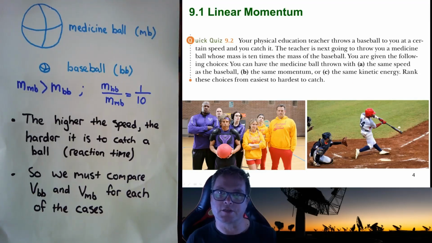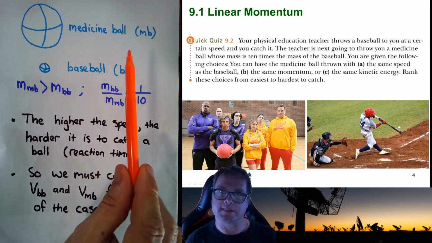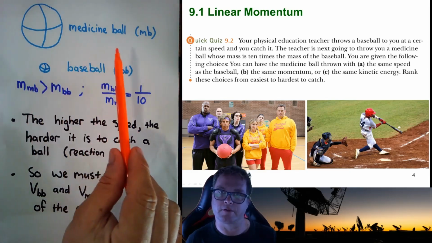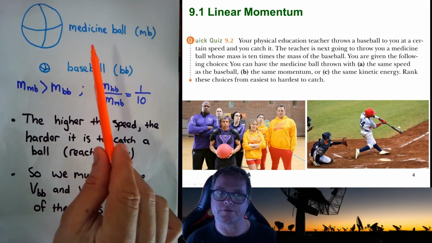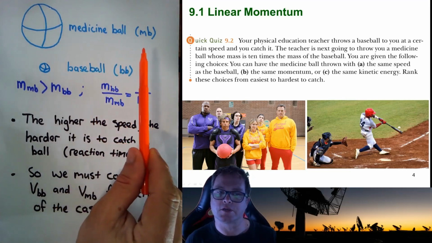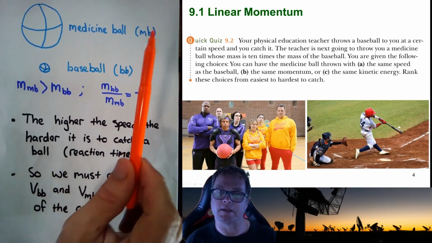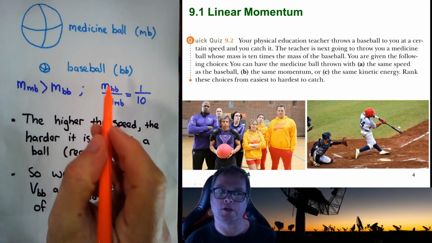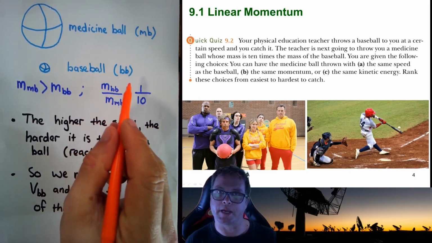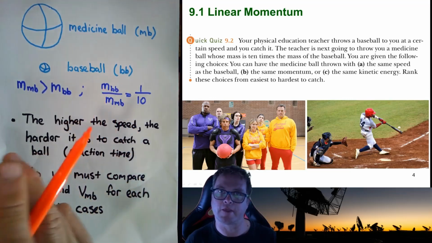And what we're asked to do in the question is to rank three different cases, A, B, and C, in order from easiest to catch to hardest to catch. So I've begun by summarizing the information that we've been given. In the question, it refers to a medicine ball, so we're going to use subscript MB to represent a medicine ball. We're also told about a baseball, and we're going to use subscript BB for that.